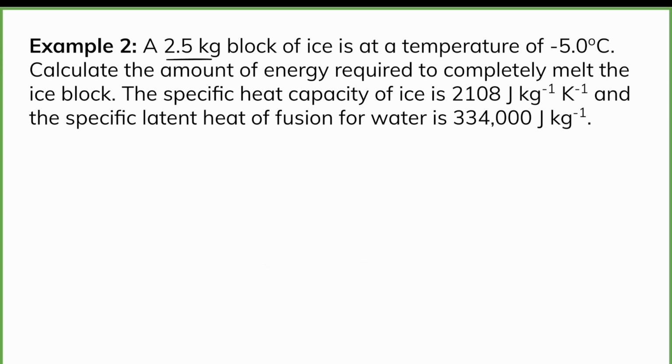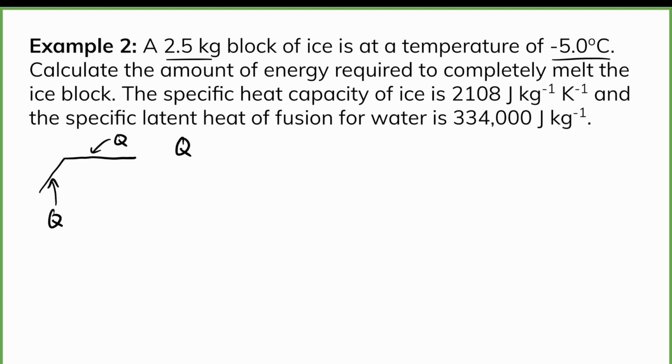So in this question, we have 2.5 kilos of ice at -5 degrees Celsius, and we need to figure out the amount of energy to completely melt the ice block. And so this is going to happen in two steps. First, the ice will go from -5 up to 0 degrees Celsius, and then there will be that period where the ice is melting at 0 degrees Celsius. And so we need to figure out first the amount of energy in this part here, and then we need to add that to the amount of energy that's going to take here. And so for the first part, to get from -5 to 0, we're going to be using the specific heat capacity because it's not a phase change.